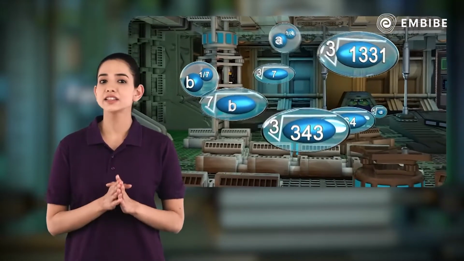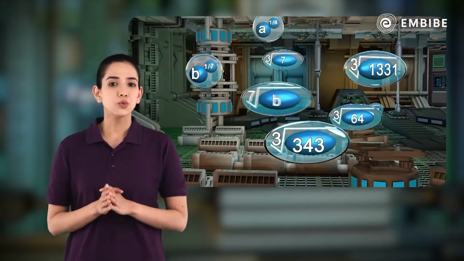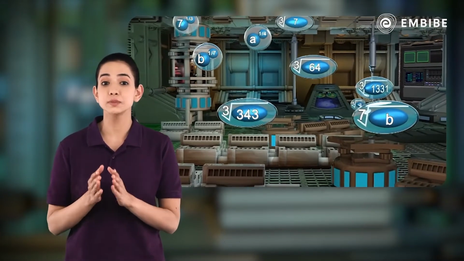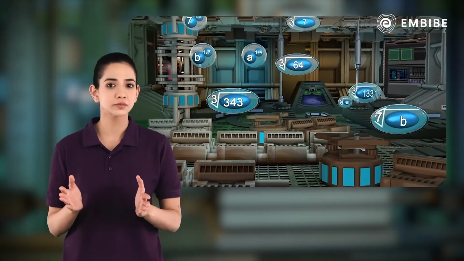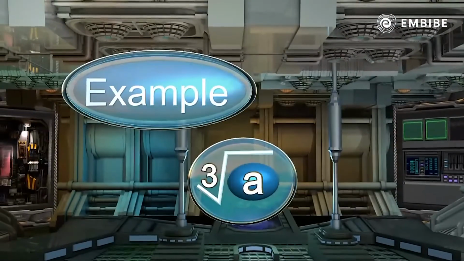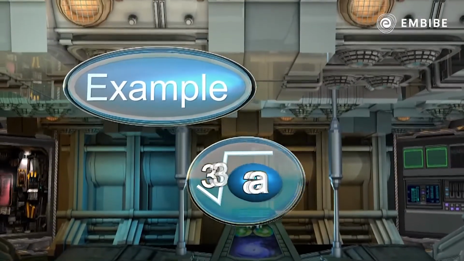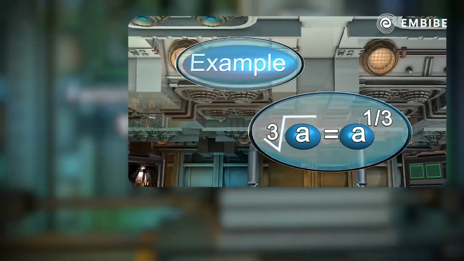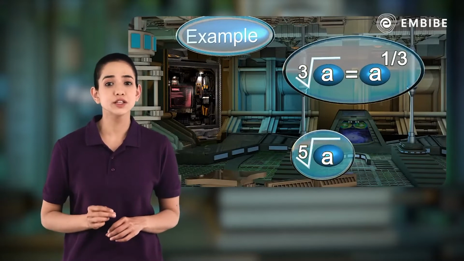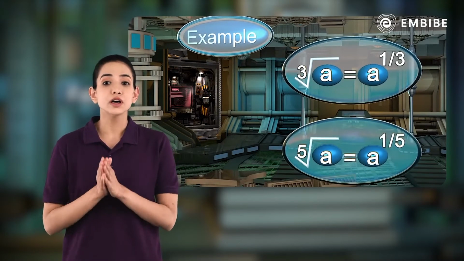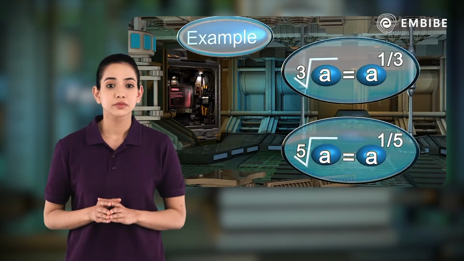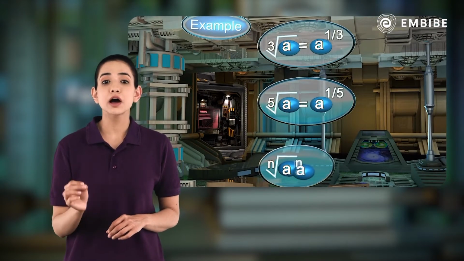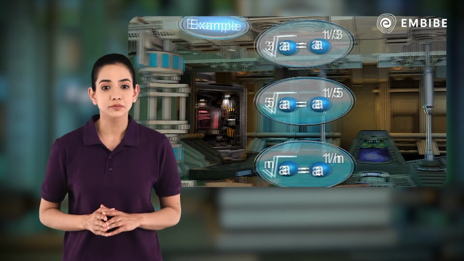Radical signs and indices. We know that a radical sign can be replaced with an index, making our calculations easy. For example, the cube root of a is equal to a to the power 1 upon 3. The fifth root of a is equal to a to the power 1 upon 5. The nth root of a is equal to a to the power 1 upon n.